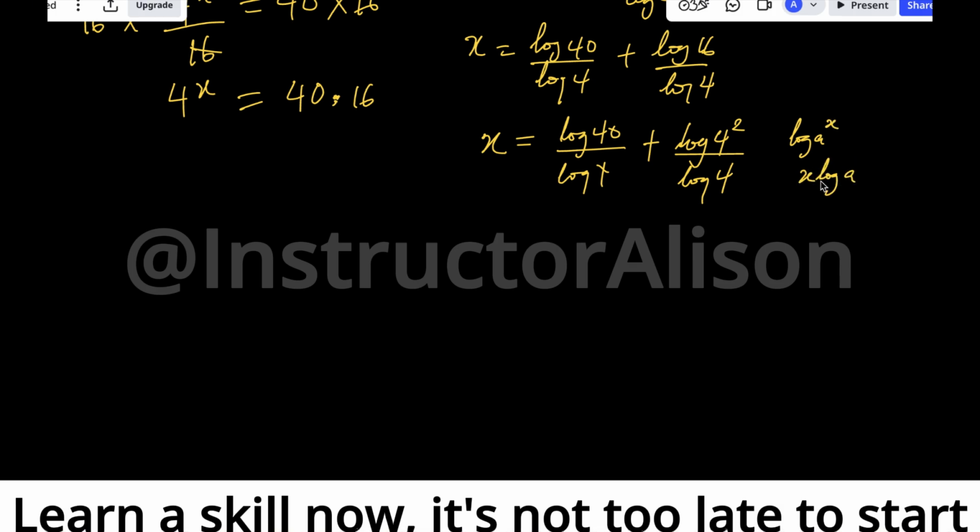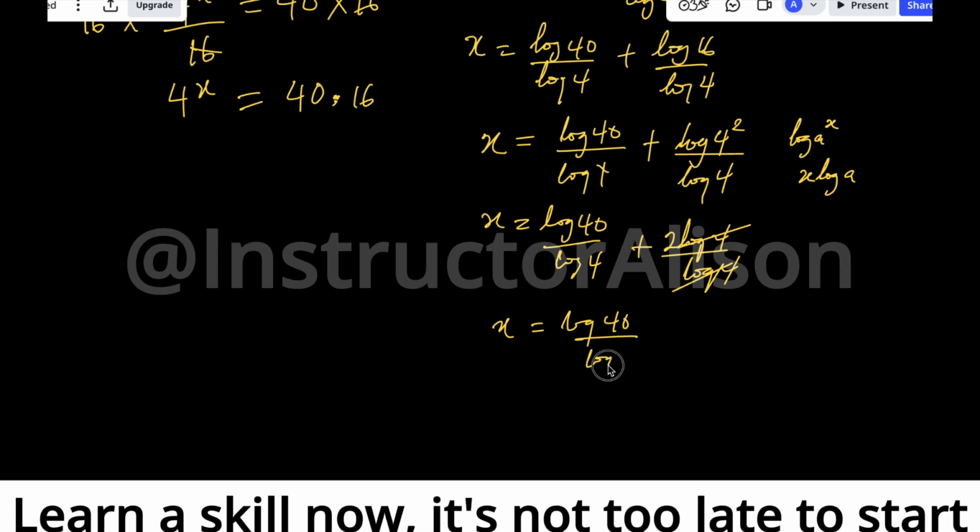So you have log x log a. Here I'll bring this over. I get x equals log 40 divided by log 4, plus 2 log 4 divided by log 4. You can see that log 4 and log 4 will cancel out. So you'll be left with x equals log 40 divided by log 4, then plus 2.